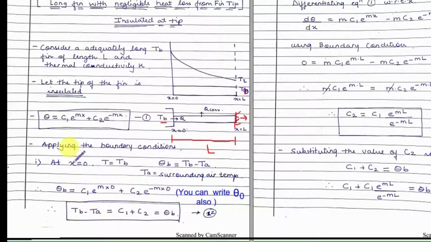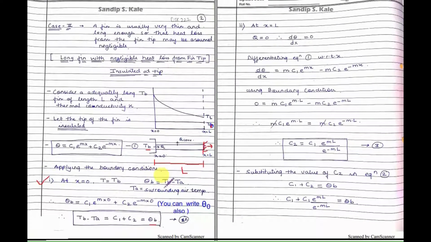So now if I put x is equal to 0 in this equation number 1, what I get? Tb minus Ta, that is equal to C1 plus C2, that is equal to theta b. So this is the same equation that we have seen in the previous case. So this case, that is at x is equal to 0, remains the same for all the cases, whether it may be case 1, 2 or 3. Now our major focus will be on x is equal to L. I hope this is very much clear. After substituting you get theta b. Theta b is nothing but the temperature at the base. So you get the value of C1 and C2. Name this as equation number 2.